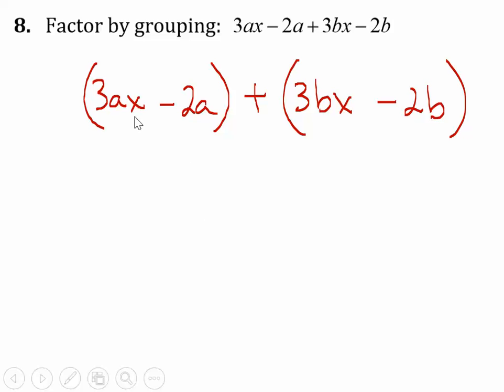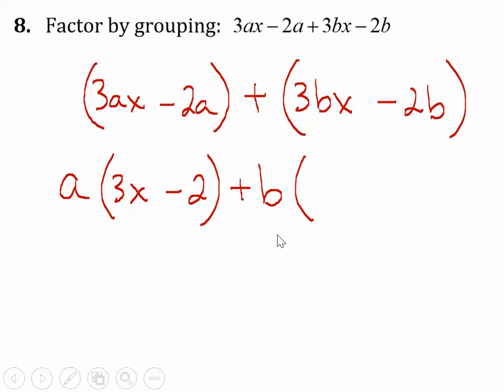All right, the first one here, 3 and 2 have nothing in common. A is the only thing in common here, right? A. This one does not have an x, so A is the only thing that goes out. Leftover is 3x minus 2. Go to the second one here, 3 and 2, nothing in common. X, nope. But B, yeah, B's in both of them. So let's take out a B. Leftovers will be a 3 and the x still here, minus the little 2. And voila, there it is.